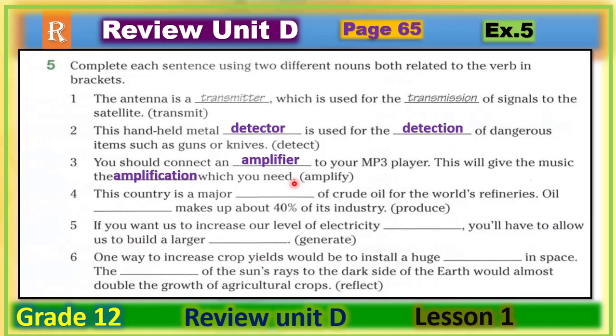Great. Number 4, this country is a major producer of crude oil for the world's refiners. Oil production. Great. Number 5, if you want to increase our level of electricity generation, you will have to allow us to build a larger generator. Good. Number 6, one way to increase crop yields would be to install a huge reflector in space. The space, the reflection of the sun's rays.